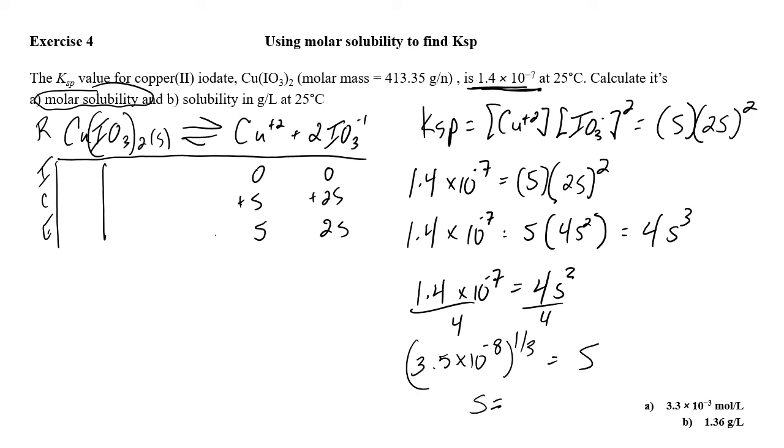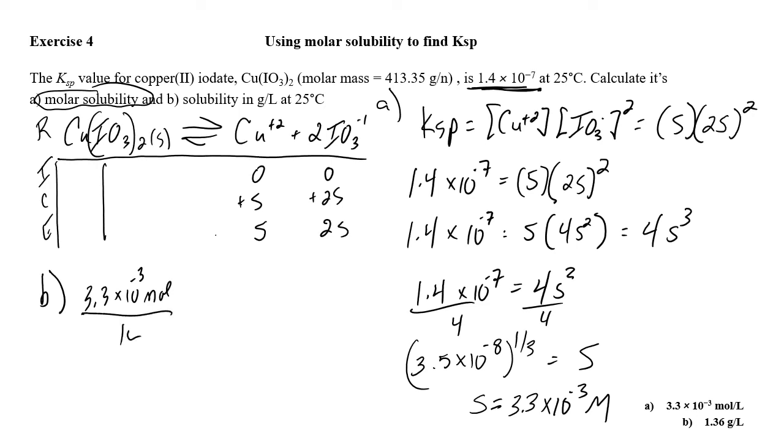And that equals 3.3 times 10 to the negative 3rd. That's in moles per liter. Now, if you multiply that by the molar mass, which I gave you, you can get the solubility in grams per liter, and that equals 1.36 grams per liter. Well, I hope this helps.